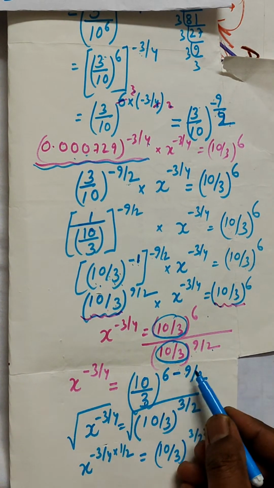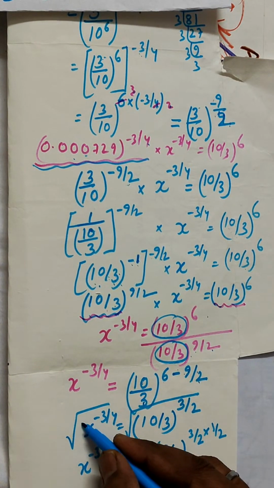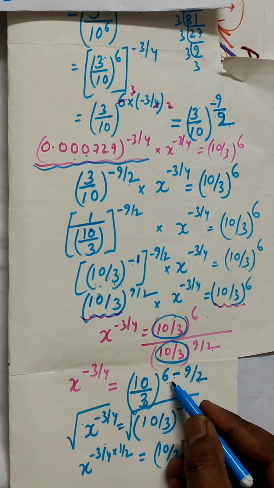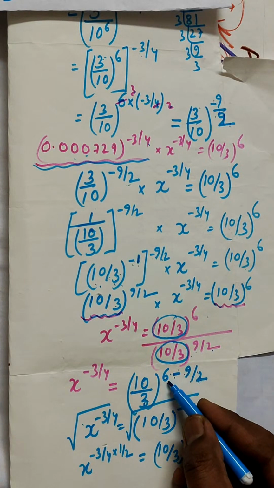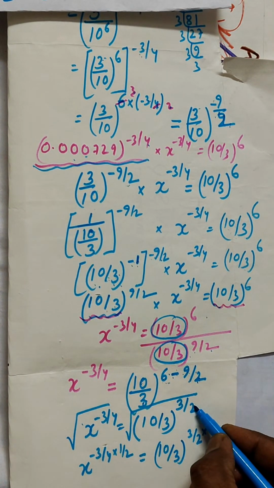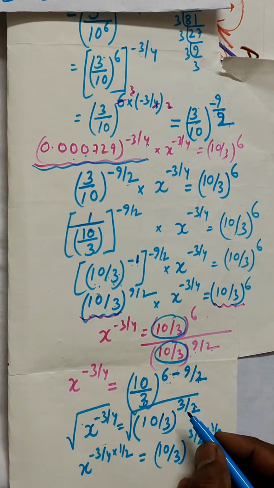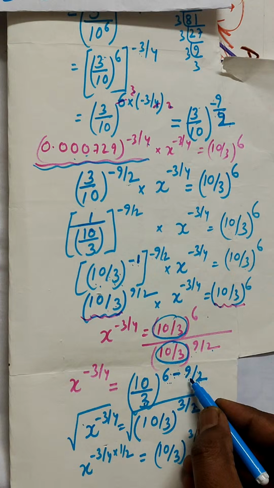So this will give you, don't take the root, just escape this step, okay? Just evaluate this step prior to this one. 10 by 3 power 6 minus 9 by 2. This will give you 12 minus 9, 3 by 2. So 10 by 3 power 3 by 2, right?